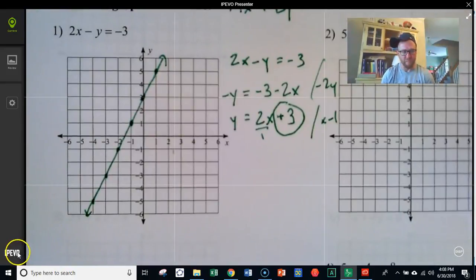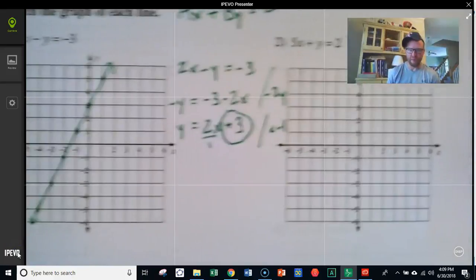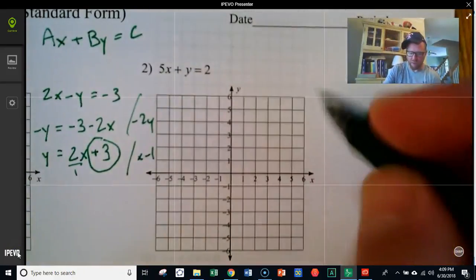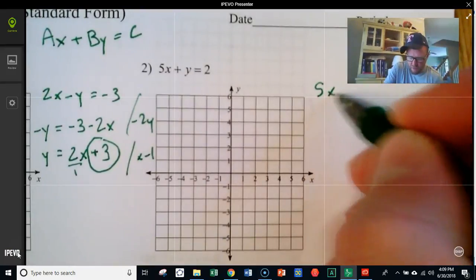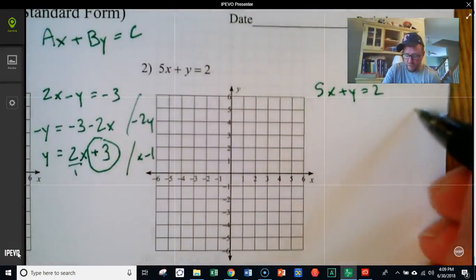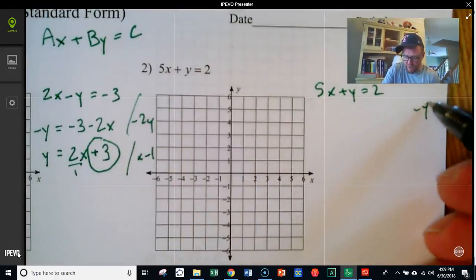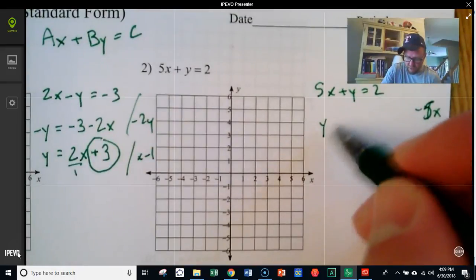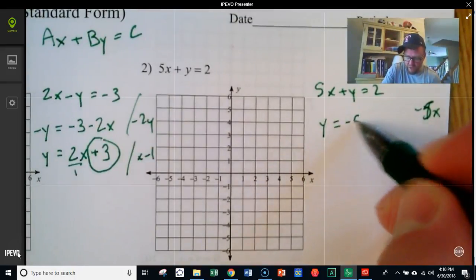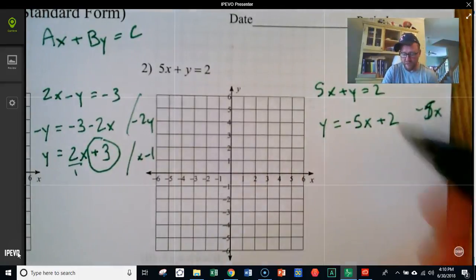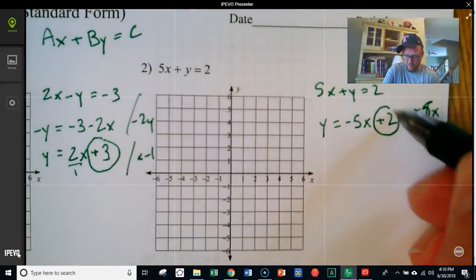Okay, let's do the same thing over here. I'm going to start out with 5x plus y equals 2. I'm going to subtract 5x from both sides. And that's going to give me y equals negative 5x and then a positive 2 over here. Now I'm in slope-intercept form.